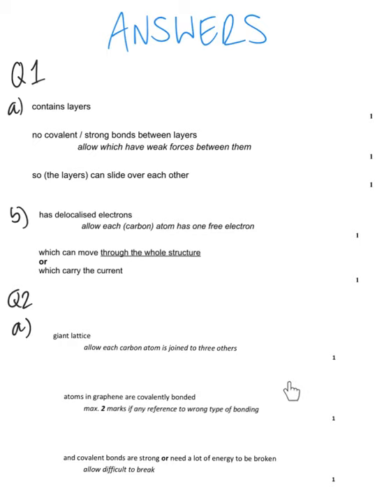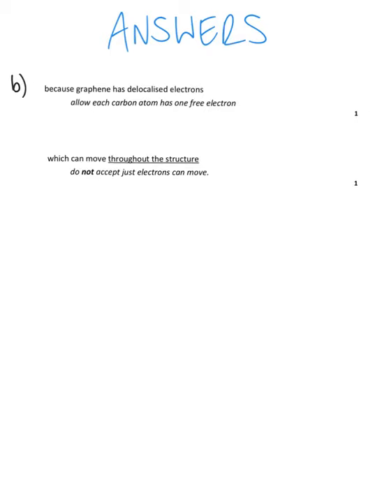We then came on to graphene and why graphene is strong. It's a giant lattice, giant covalent structure. And to be honest, if you'd said giant covalent structure, you automatically get the first 2 marks. And remember, you say covalent bonds are very strong or they need a lot of energy to be broken. Again, 3 marks straight away in a very simple sentence. And the last one, why does graphene, like graphite, conduct electrical energy? Remember, delocalized electrons, they can move throughout the entire structure. Notice how that's underlined there.